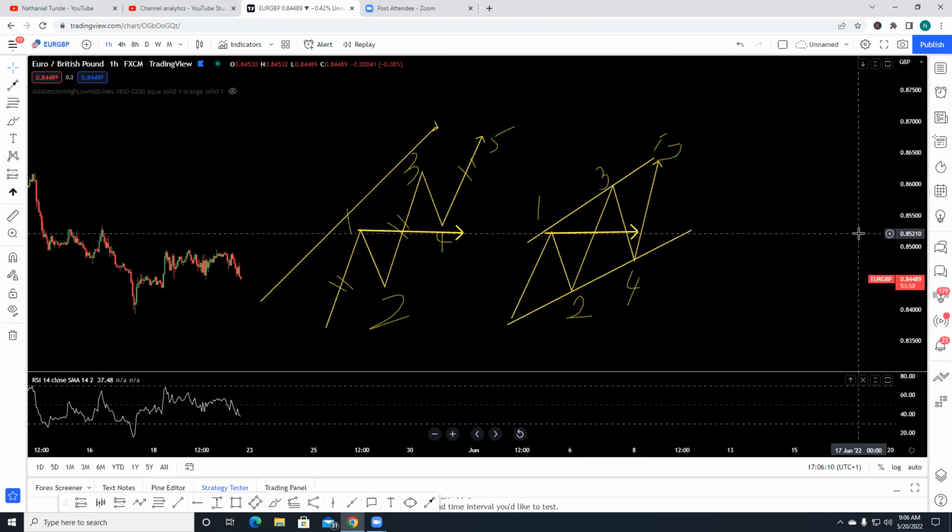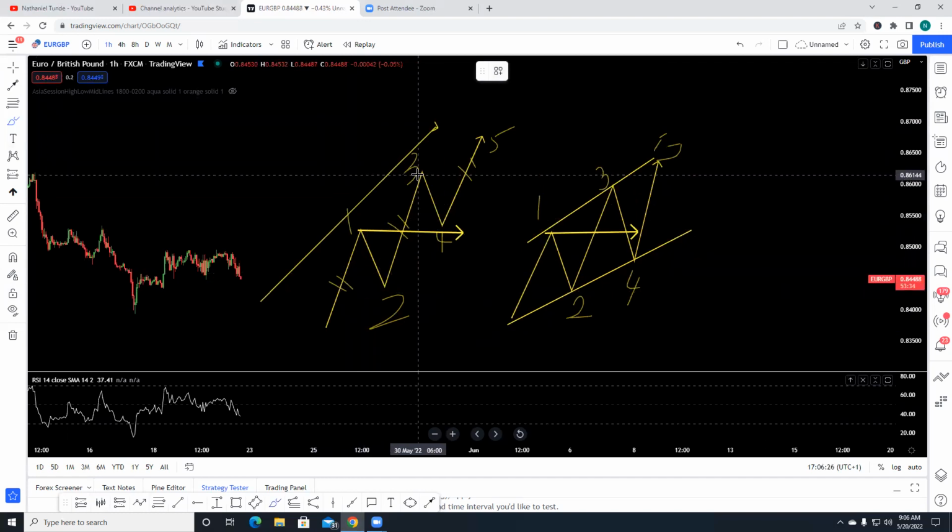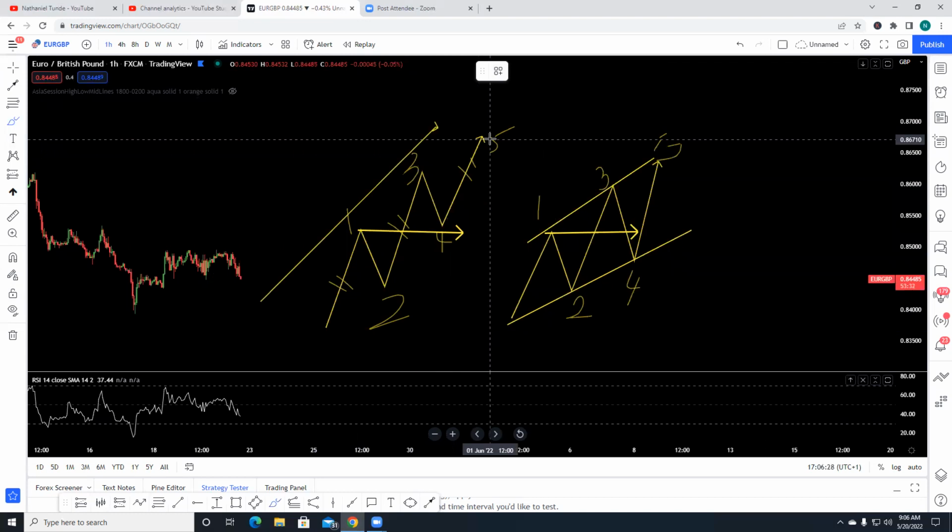So impulse is a 5-wave structure. And we label it 1, 2, 3, 4, and 5. Can you see? It's a 5-wave structure, labeled 1, 2, 3, 4, and 5.